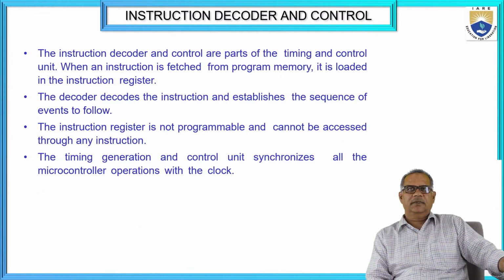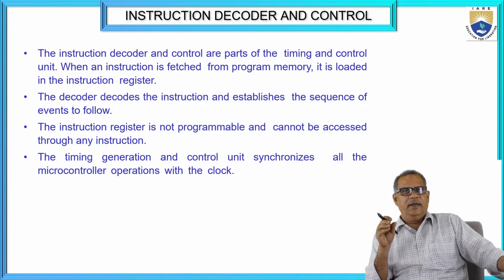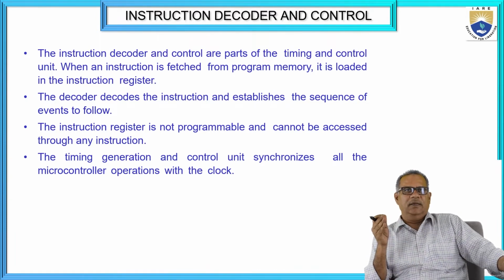Now let us see the instruction decoder and control. These are part of the timing and control block. When the instruction is fetched from memory and loaded into the instruction register, the decoder decodes the instruction and then formulates the sequence of events to be followed. The instruction register is not a programmable register, and it cannot be accessed by the programmer or the user.